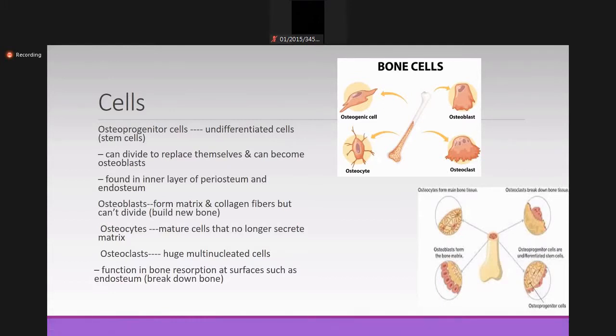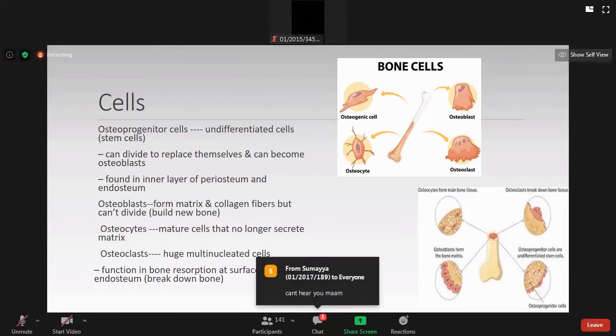The osteoblast is the cell which forms the matrix and the collagen fibers, but it cannot divide. Osteocytes are the mature cells that no longer secrete the matrix. So these are the mature cells.